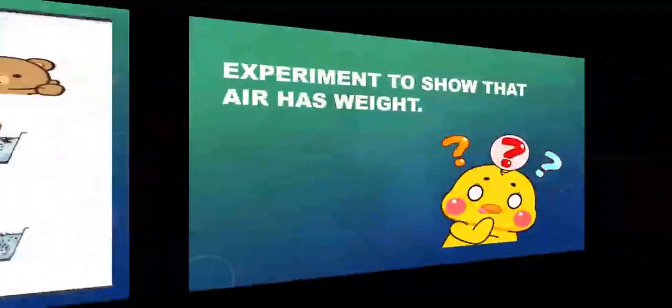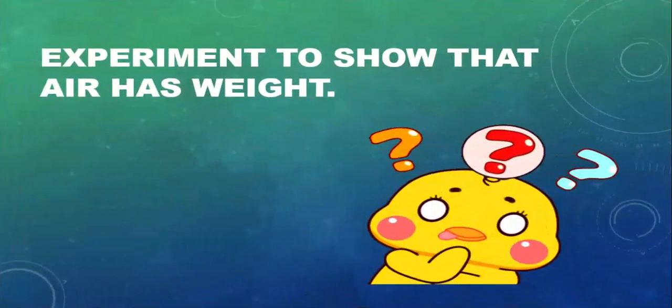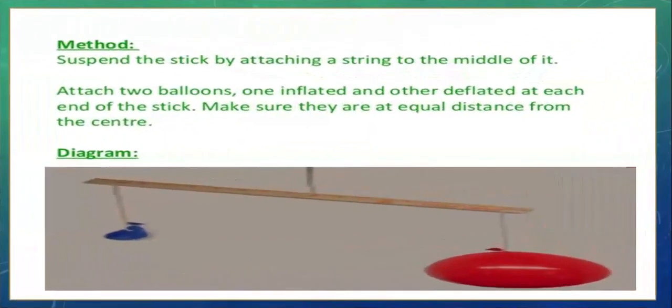Now, we have one more experiment to show that air has weight. For this, we need two balloons, one scale, and thread. First, tie a string or thread in the middle of a scale. Now, attach two balloons, one inflated and the other deflated, at each end of the scale. Make sure that they are at equal distances from the center. Now, you try to balance it.